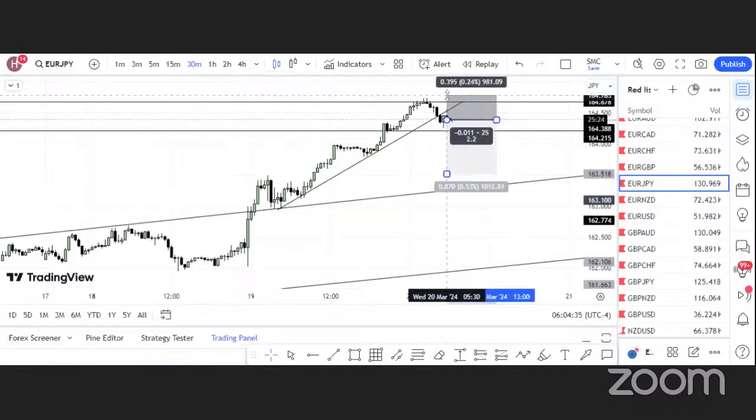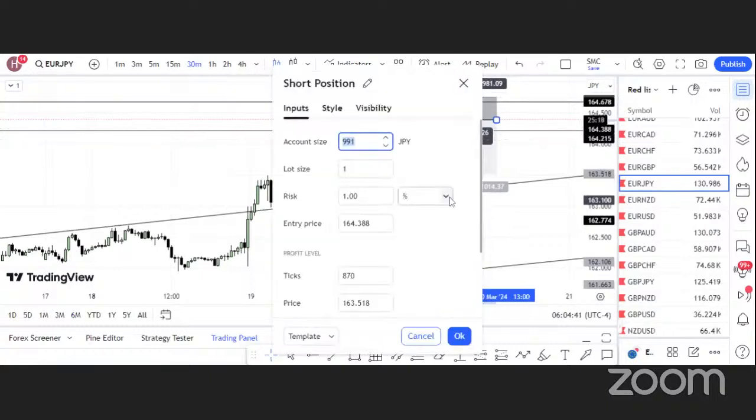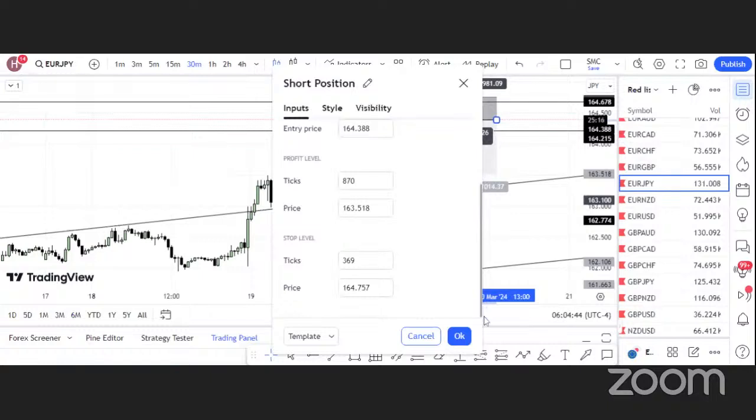Okay, let me reduce the stop loss a bit. I think the stop loss is too much. And then for the TP, all right, so let me write out the take profit and the stop loss for this trade.